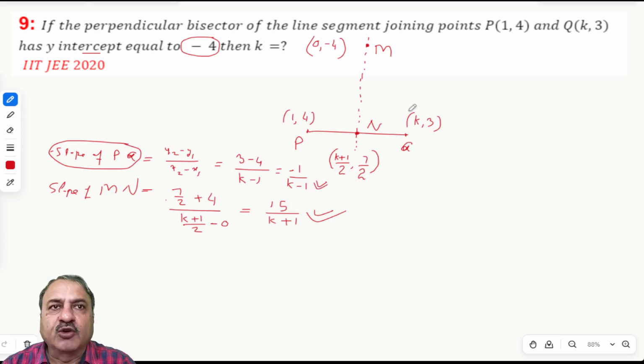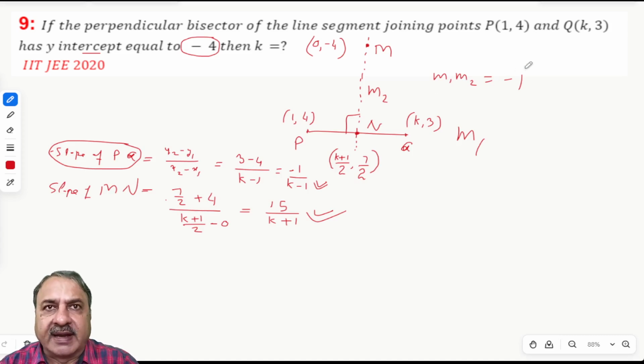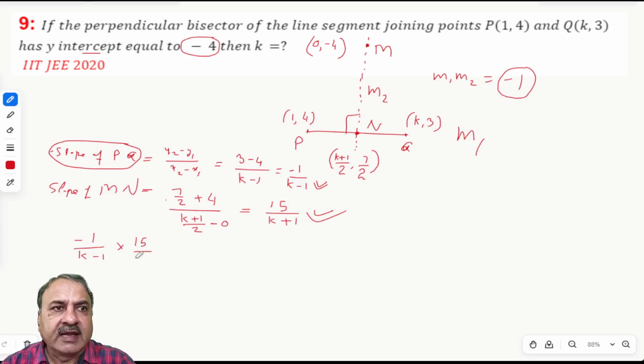And this is the slope of PQ. We know that if the lines are perpendicular, then the product of the slopes is -1. Suppose its slope is M1, its slope is M2, because they are perpendicular, the product of the slopes would be -1. We will use this property. We will do -1 over (k minus 1) into 15 over (k plus 1) equal to -1. We have to solve it for k.